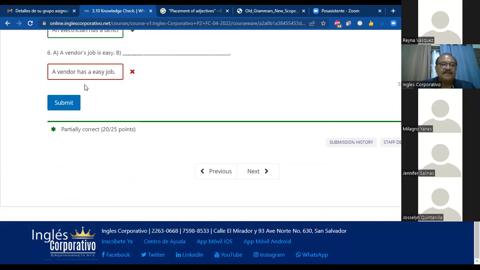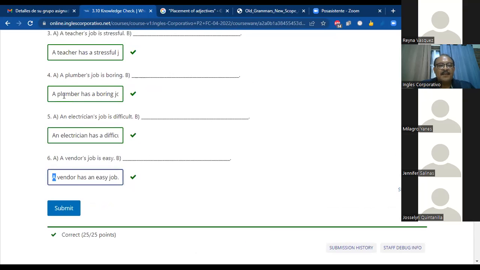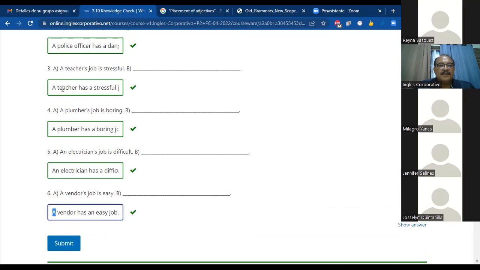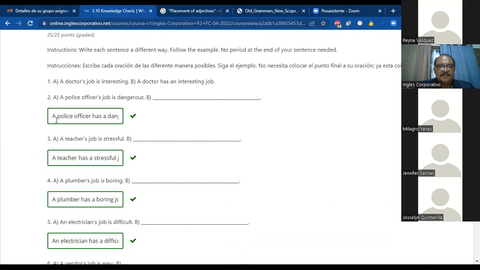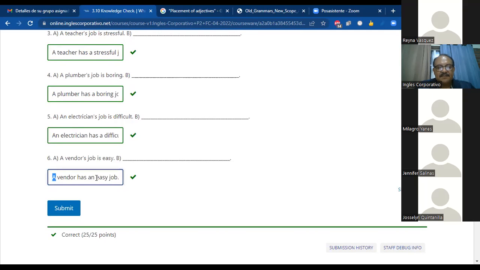Ok, ¿ya? Todas están buenas. Entonces, si le agrego el n, la n, right? It's good. Pero aquí es an easy y aquí es a. Recuerden que el an se utiliza, es un o una. Y el an se utiliza antes de un sonido de vocal. Y el a antes de un sonido de consonante. Por ejemplo, aquí dice an electrician, porque es sonido de vocal. A plumber, sonido de consonante. A teacher, sonido de consonante. A police officer, ok, es sonido de consonante. A dangerous, consonant. A stressful, consonant. A boring consonant, a difficult consonant, an easy sonido vocal, vowel sound.